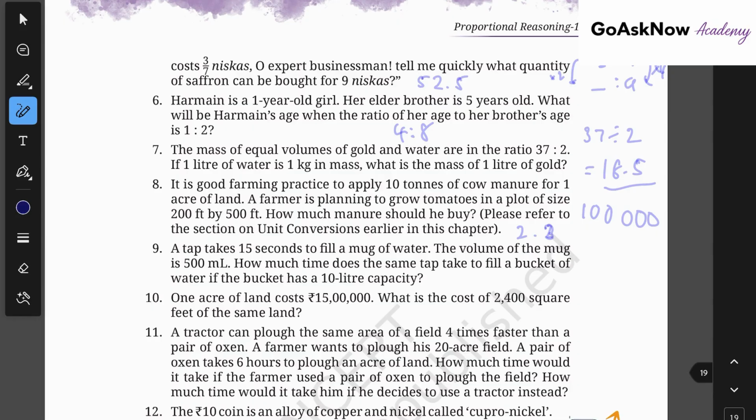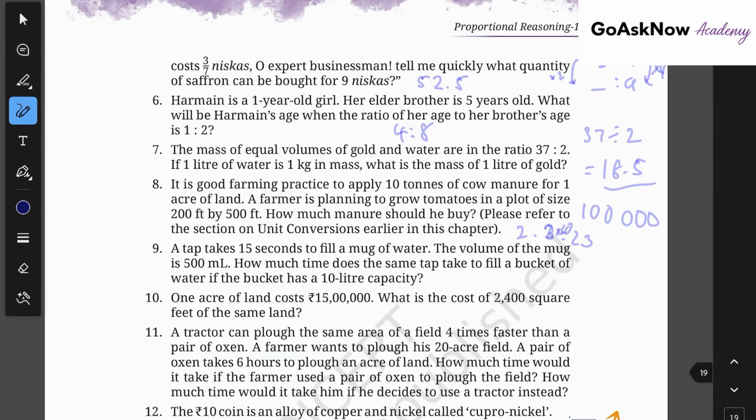About 2.3 acres. Since 1 acre takes 10 tons, we do 2.3 times 10. So we should get 23. Since 1 acre is 10 tons of cow manure, 2.3 acres takes 23 tons of cow manure. So you should buy 23 tons.